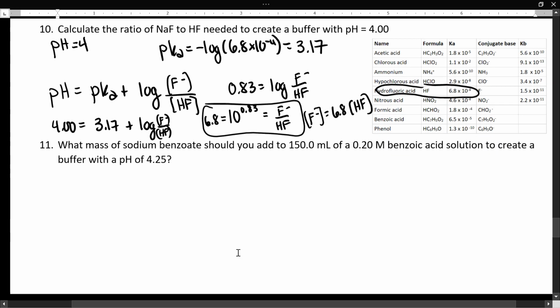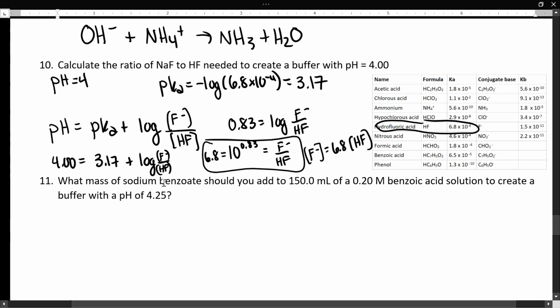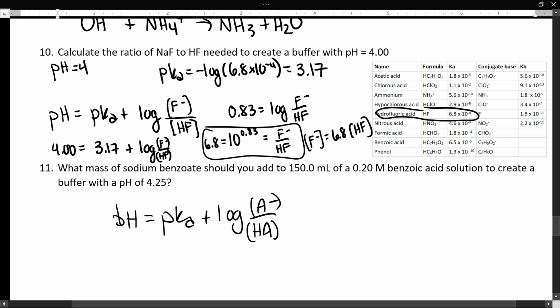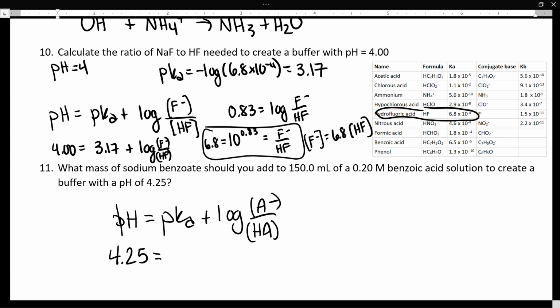Here's a similar question. Looks like we got a buffer because we got sodium benzoate and benzoic acid. So we can use this equation, pH equals pKa plus log of A minus over HA, and let's start plugging in what we know. We know the pH, we want it to be 4.25. The pKa, we're going to take the negative log of this, 6.5 times 10 to the negative 5th. Take the log of that, you end up with 4.19 as your pKa.